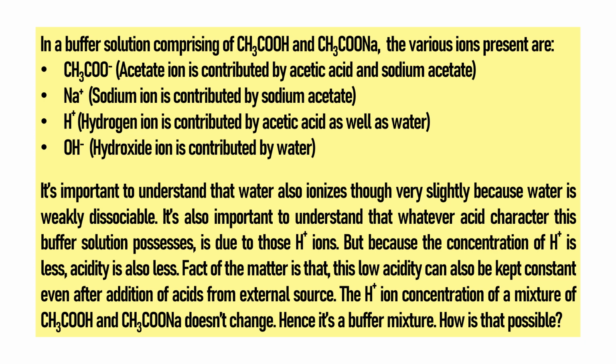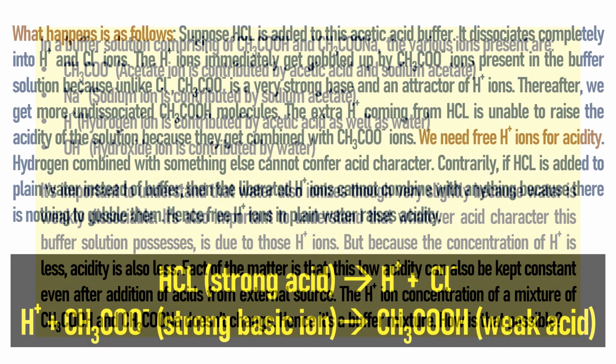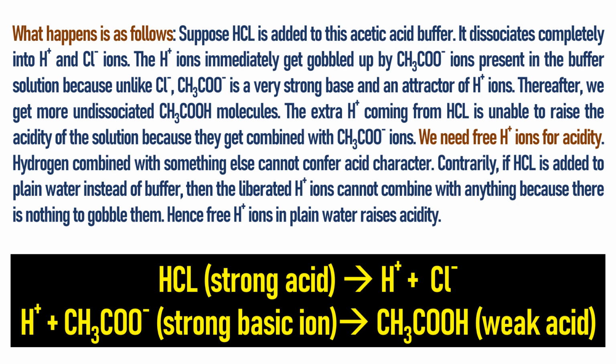This low acidity can also be kept at a constant pH level even after addition of acids from external sources. The hydrogen ion concentration of a mixture of acetic acid and sodium acetate doesn't change. Hence, it's a buffer mixture. But how is that possible? What happens is as follows. Suppose hydrochloric acid is added to this acetic acid buffer. It dissociates completely into hydrogen and chloride ions. The hydrogen ions immediately get gobbled up by acetate ions present in the buffer solution because, unlike chloride, acetate is a very strong base and an attractor of hydrogen ions.